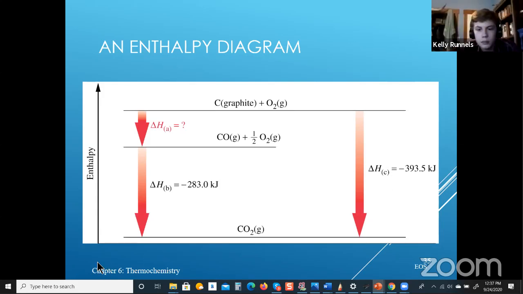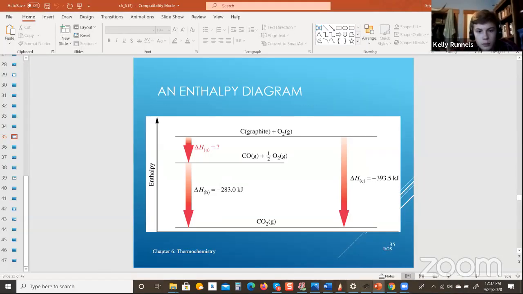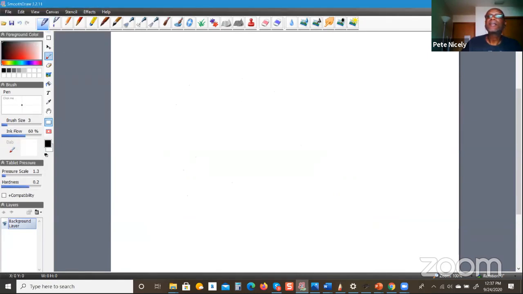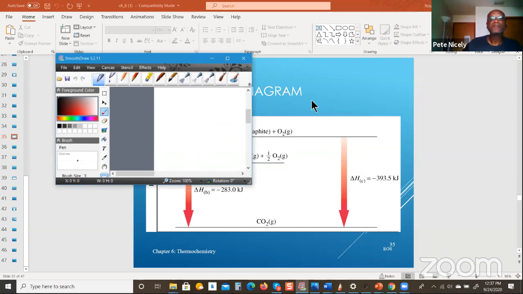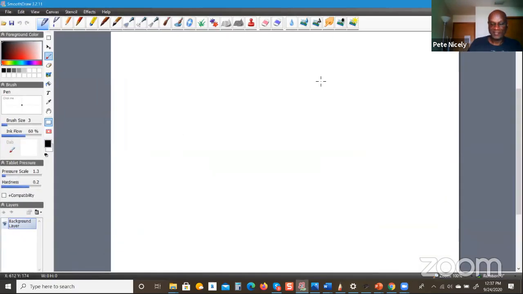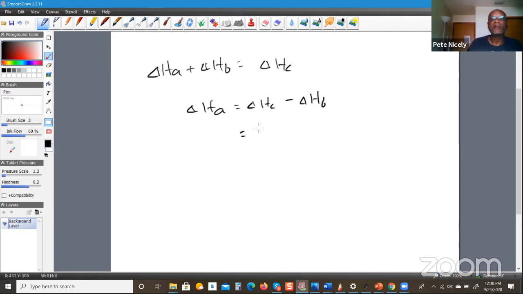And let me see if I can do it here. Let me clean this up again. Okay, so let me see here. So basically delta HA, let me just write this first. Delta HA plus delta HB is equal to delta HC. So therefore delta HA would be equal to delta HC minus delta HB. And then we put the numbers in.